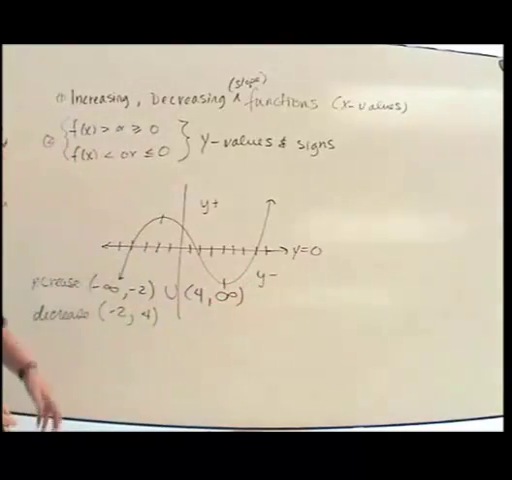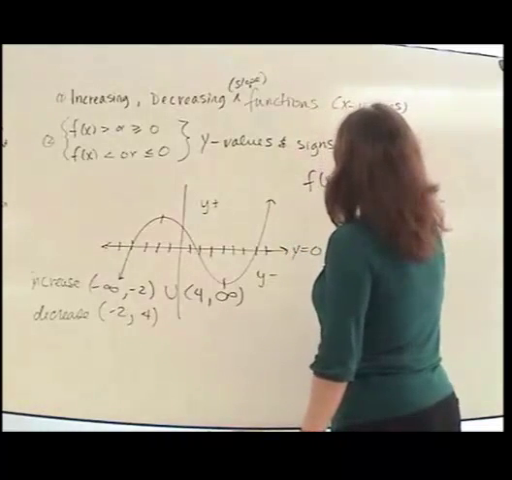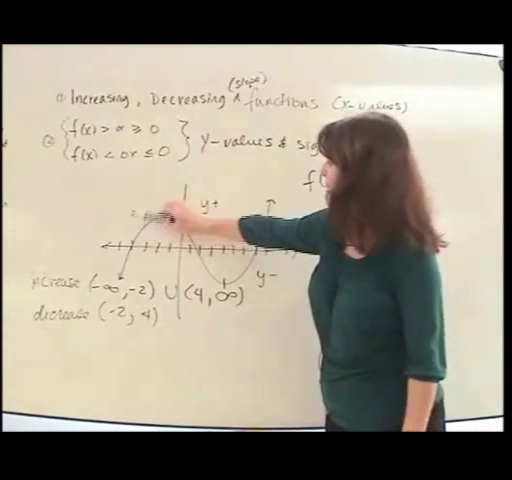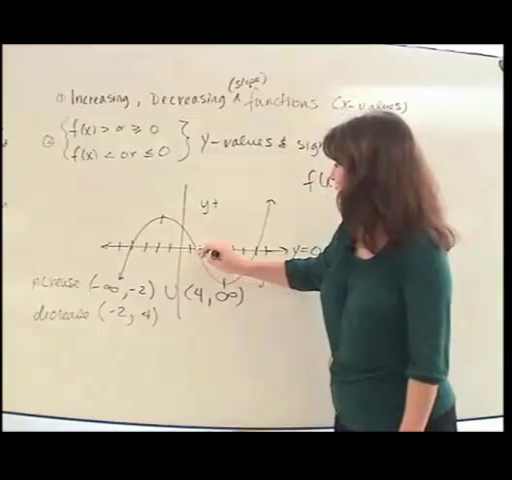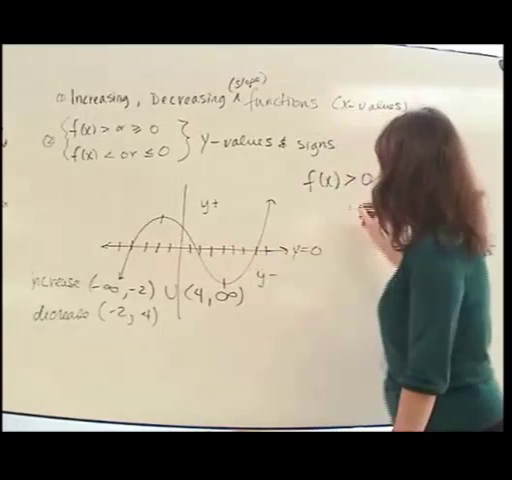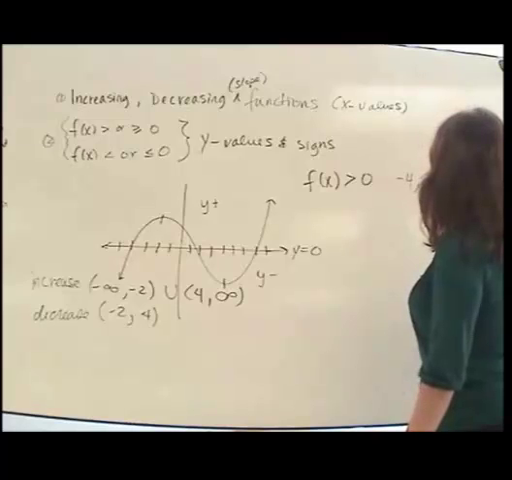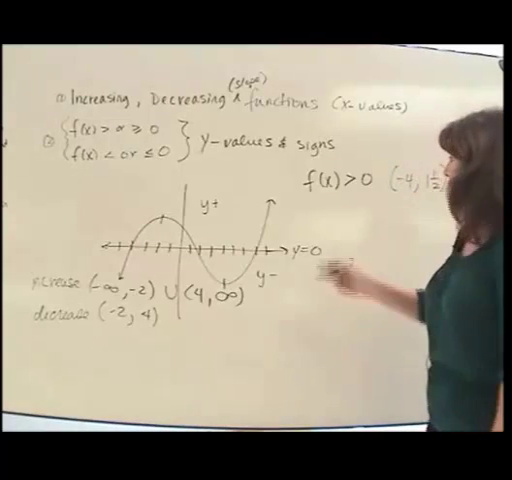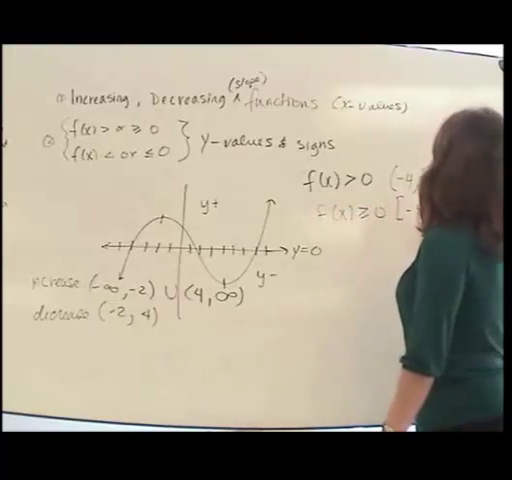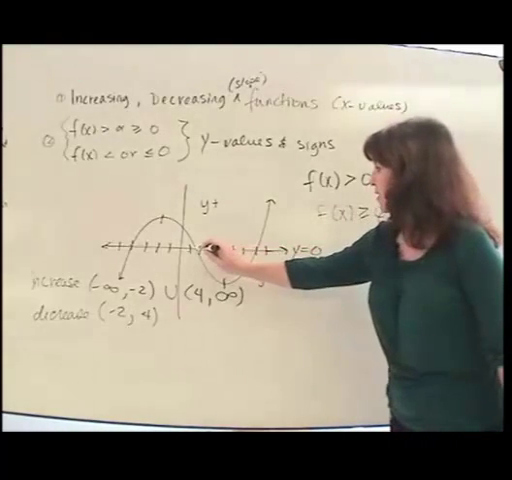Okay, so the intervals when f of x is greater than 0 would be everything that's above the x-axis. So from here to here, it's above the x-axis, and then it goes under it. So that would be 1, 2, 3, 4, negative 4 to 1.5. So f of x is greater than 0 from negative 4 to 1.5. And that would be round brackets because it's not equal to 0. F of x is greater than or equal to 0 from negative 4 to 1.5 would be square brackets, because equal to 0 means when it's on the axis it's actually equal.